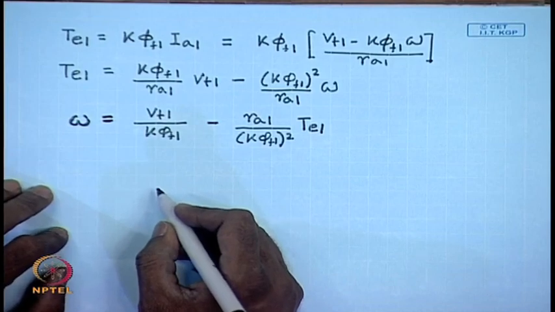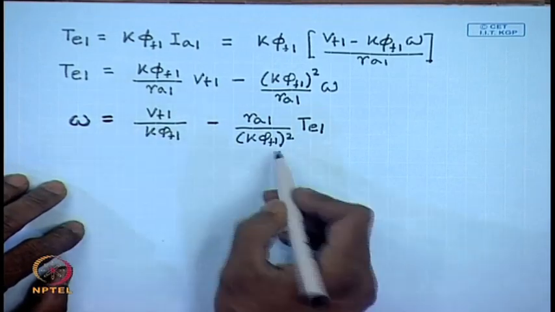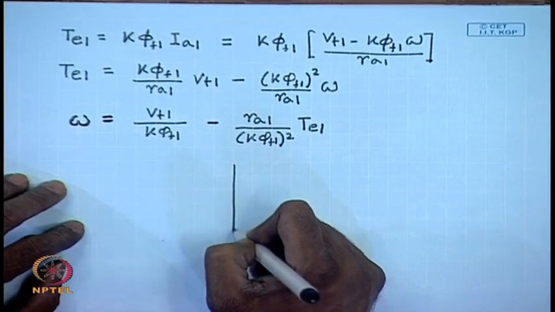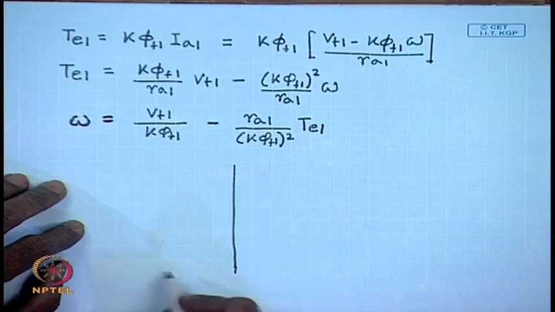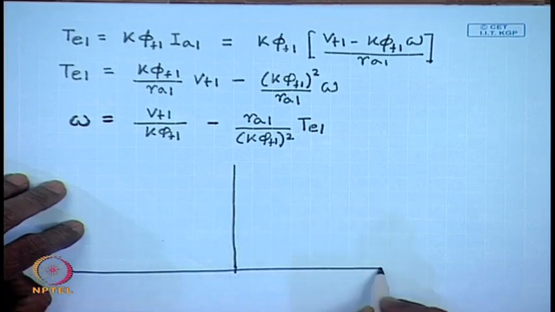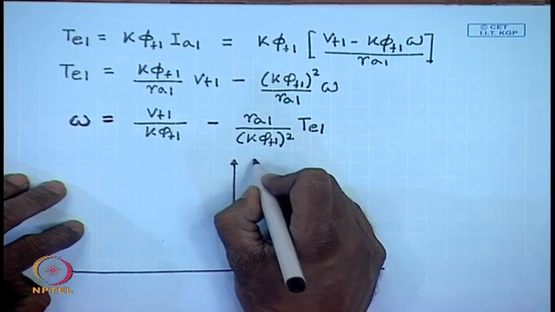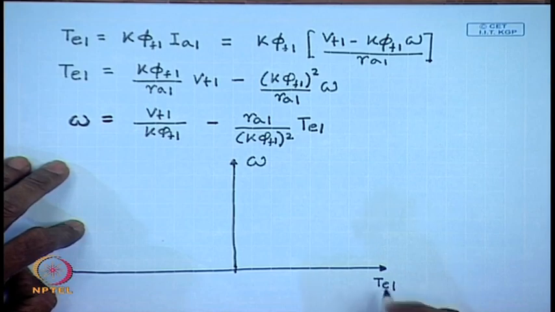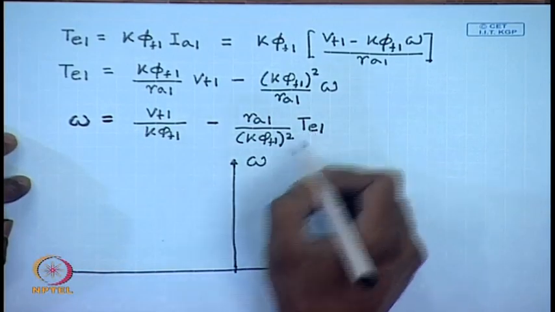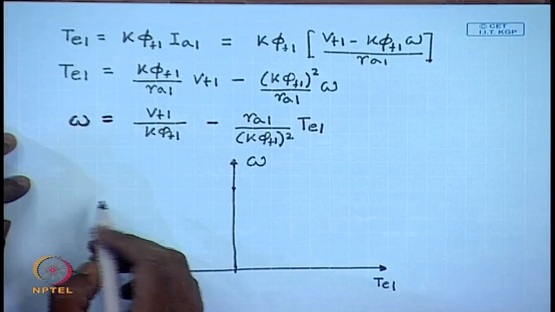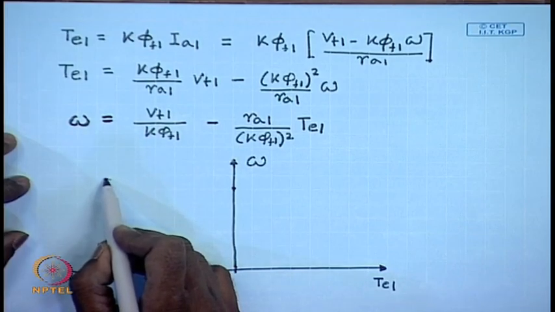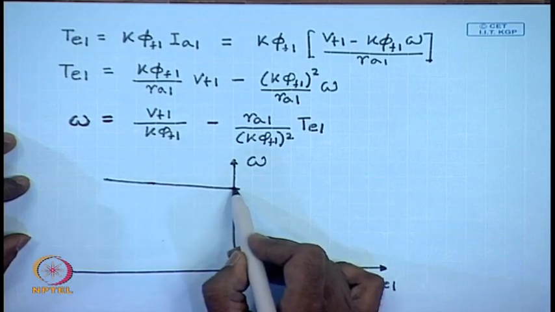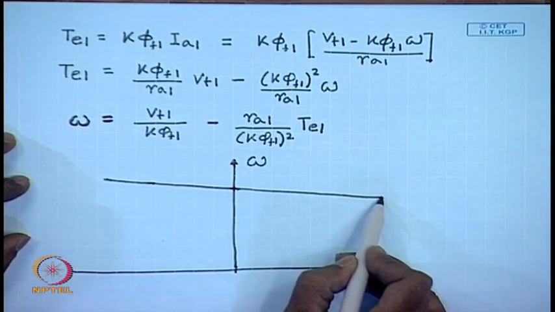So, this is the equation of a straight line, and if we plot it, this is omega, T_E1, at T_E1 equal to 0, which is the no load operation. It looks like a straight line, like this.